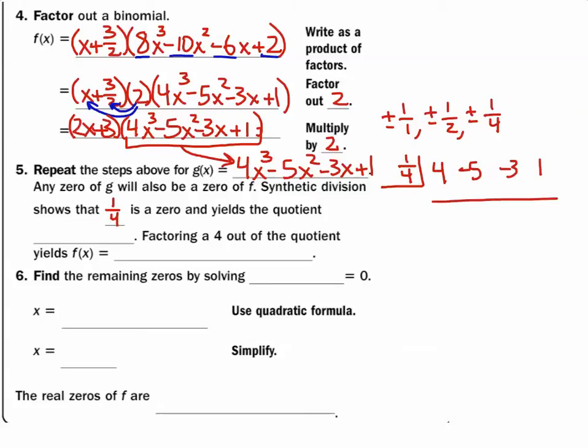So if we do some synthetic division over here on the side, we get 4 times 1/4 is 1. -5 plus 1 is -4, times 1/4 is -1. That's -4 plus -1... 0. Again, this 0 confirms that it worked, so happiness.